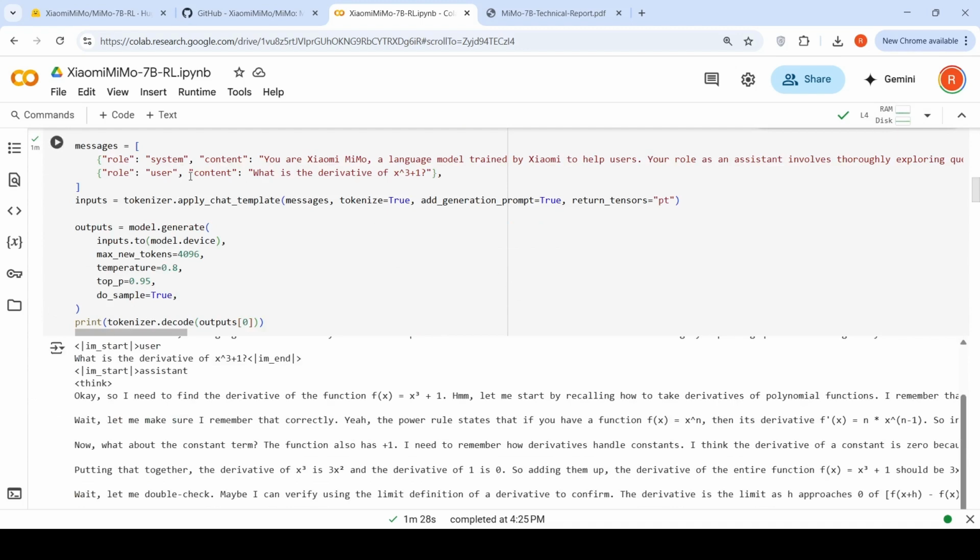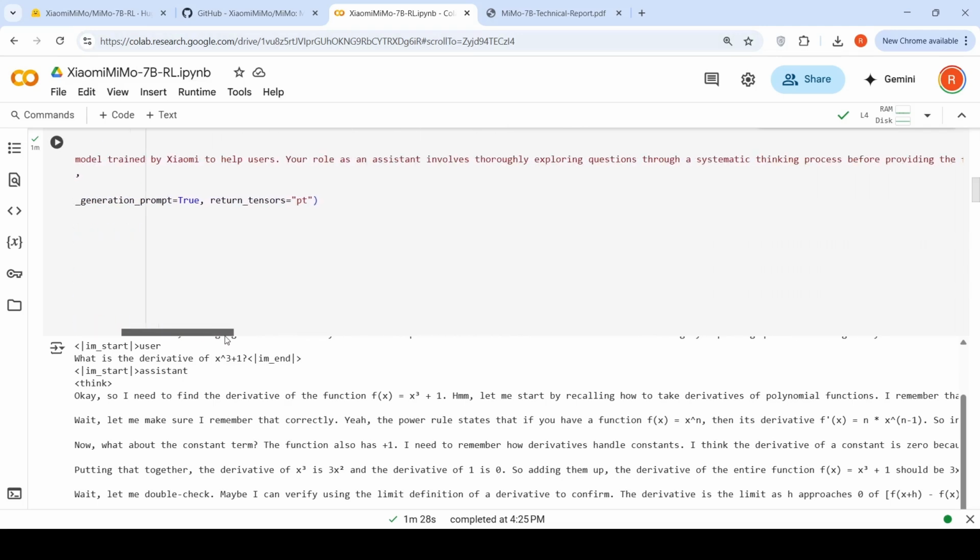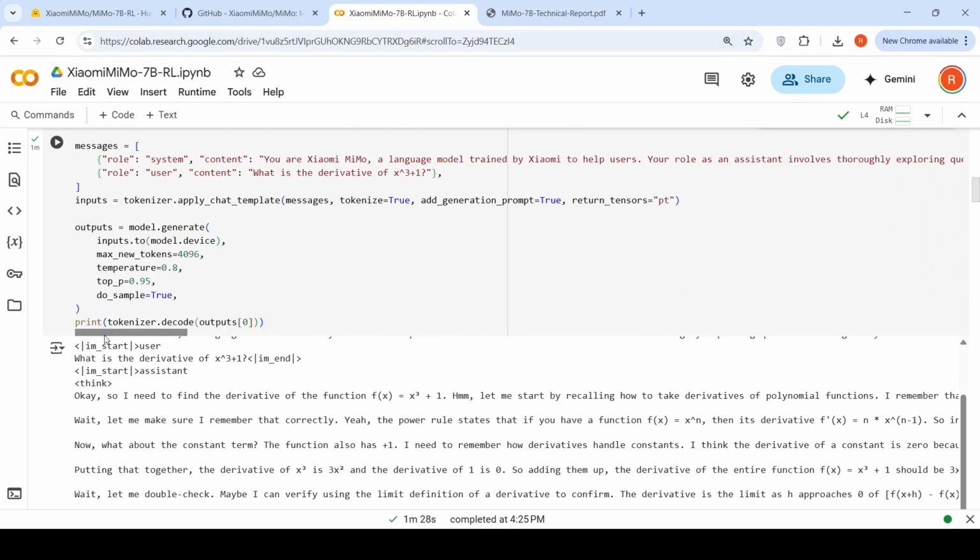I tried with these messages, and I apply a chat template on them. You have the system prompt where I say, you are Xiaomi MiMo, a language model trained by Xiaomi to help users. I don't know what the exact system prompt is for this particular model. I just gave this system prompt and it seems to work. Your role as an assistant involves thoroughly exploring questions through a systematic thinking process, and all those stuff. I pulled this prompt from Microsoft Phi-4 reasoning. And this is my question.